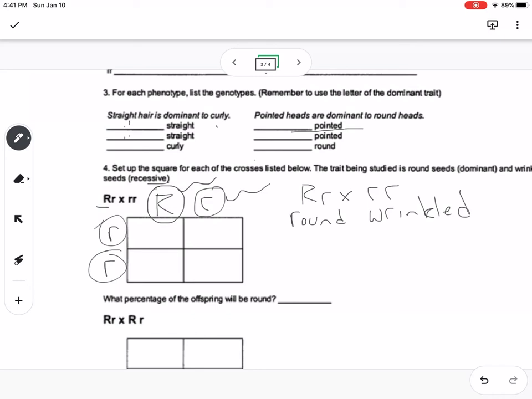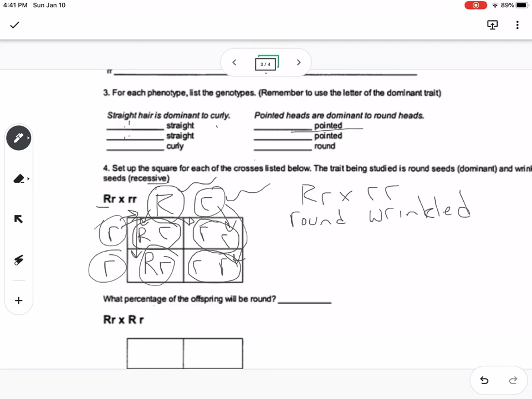So our combinations will be, we bring the big R down, and we also bring it down here, big R. Bring our little r down. Bring these across, little r. Bring this one all the way across, little r. Now we can see we have big R, little r, little r, little r, little r, little r, big R, little r. So we have 2 out of 4 are round and 2 out of 4 are wrinkled.